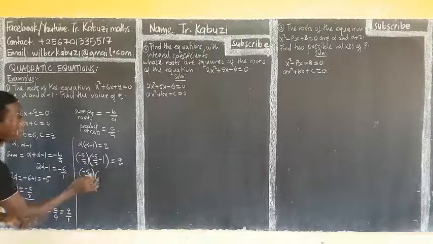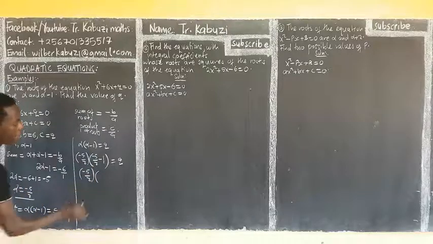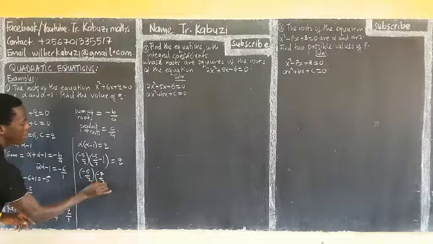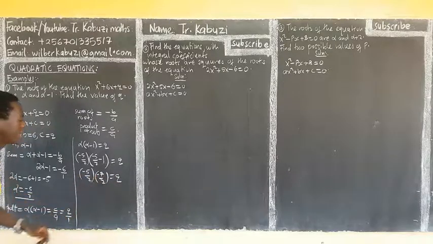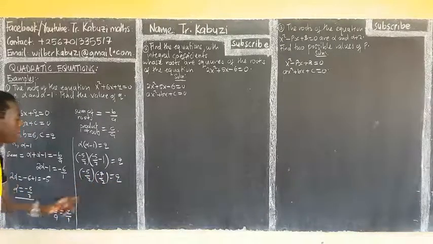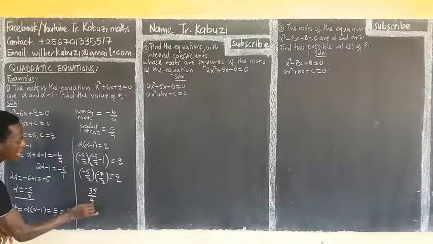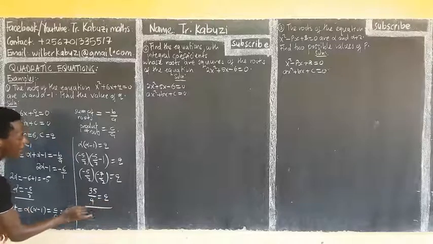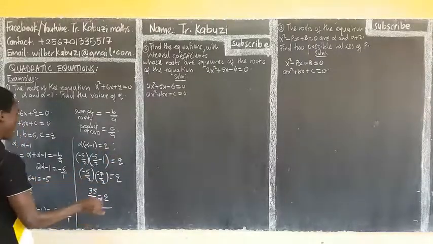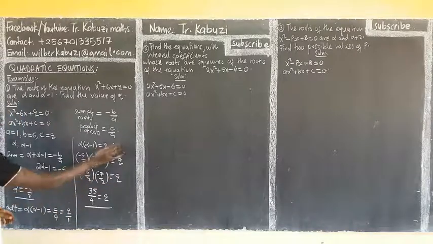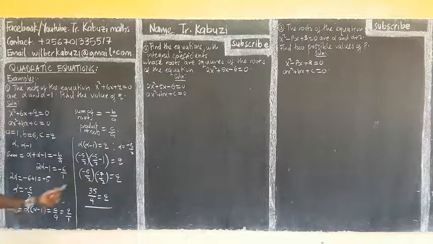When you cross multiply, this will give us negative 2 plus negative 5, which is negative 7 over 2, equaling q. And negative times negative gives positive: 5 times 7 is 35, and 2 times 2 is 4. And so we have the value of q. How are we substituting? You know that from here, our alpha is negative 5 over 2.